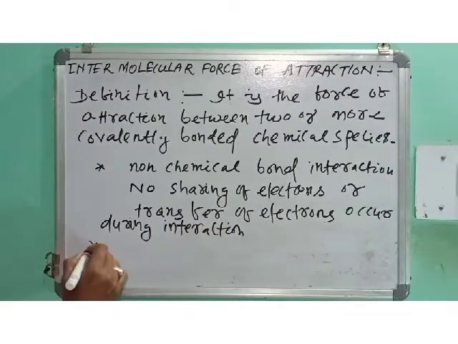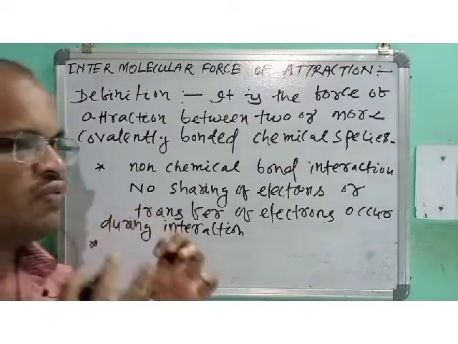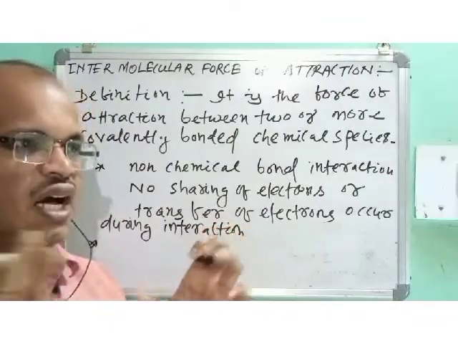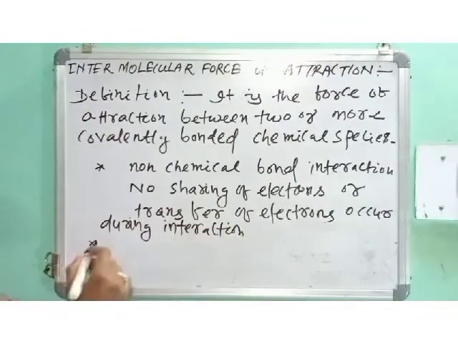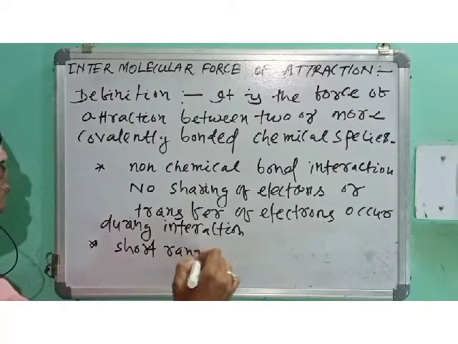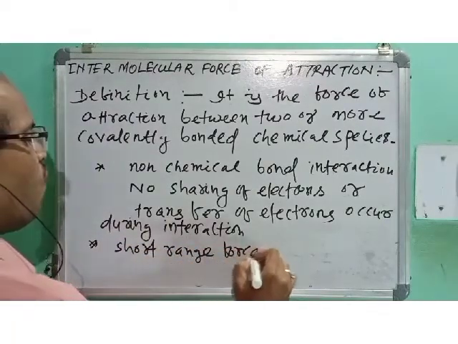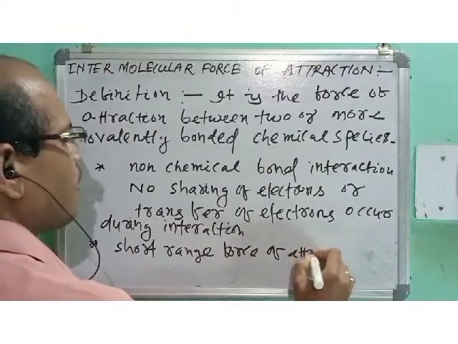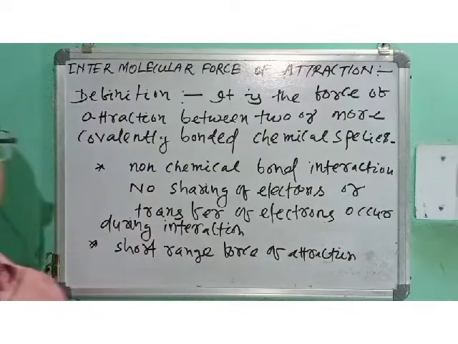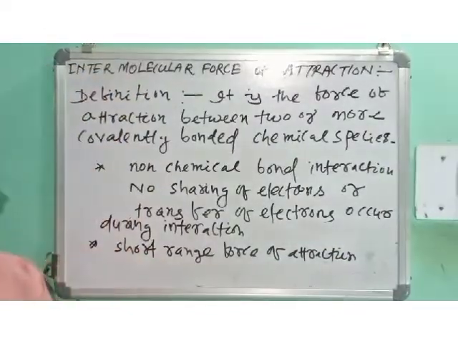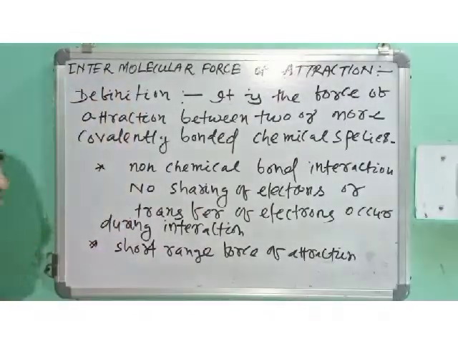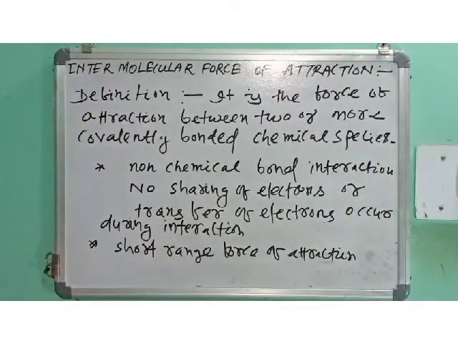And another is such intermolecular force of attraction occur when such covalent bonded chemical species are very close to each other, and it is for that reason it is called short range force of attractions. Short range: when they are very close to each other in the range of nanometers, angstrom, picometers, such force of attraction will occur. Hence, this is short range force of attractions.